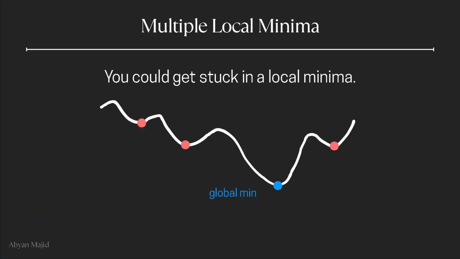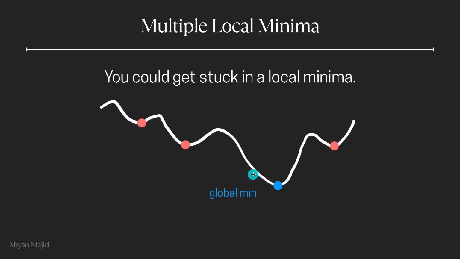The first one is multiple local minima. So your loss function might look something like this. You know, that's multiple local minima, multiple minimum points, multiple points with a gradient equal to 0. But this one is obviously not as good as this one. This is the global minimum point. This is where you want to go.